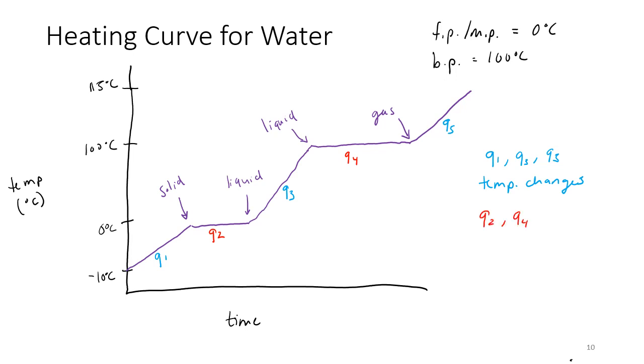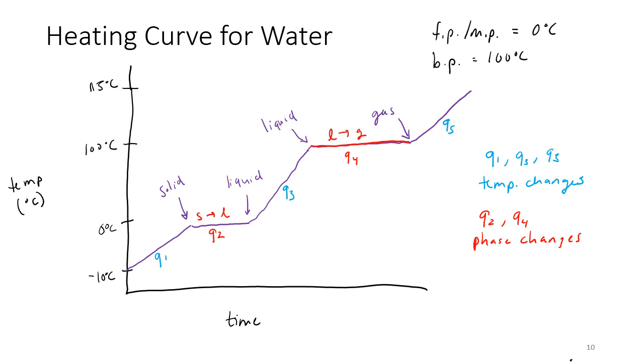Q2 and Q4 represent phase changes. Along those points, we're having a transition from one state to another. At Q2, we went from the solid state to the liquid state, and at Q4, we went from the liquid state to the gaseous state. Going from a liquid to a gas has a longer line because it requires much more energy to completely vaporize a substance. You have to completely break the intermolecular forces going from the liquid state to the gaseous state. So typically, enthalpies of vaporization will be much higher than enthalpies of fusion or melting.